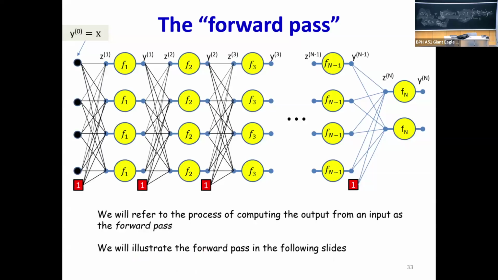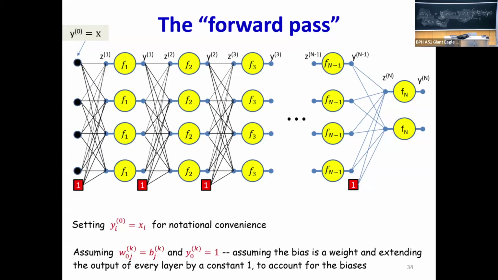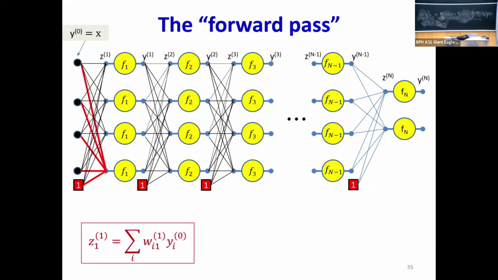When I compute it, I feed the input, and then if I want the z value for the first neuron in the first layer, this is going to be simply the weighted sum of all of the inputs. Because I'm computing the z value for the first neuron, it's the weight from the ith input to the first neuron multiplying the ith input itself. And these are going to be summed up to give you the total z.